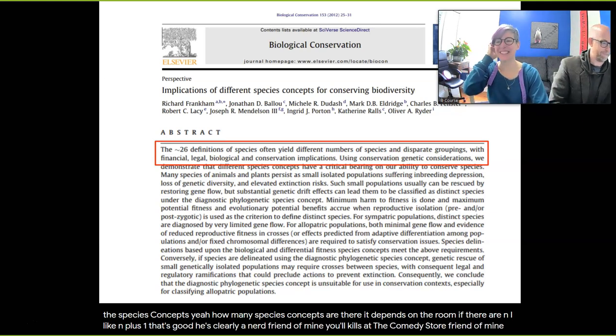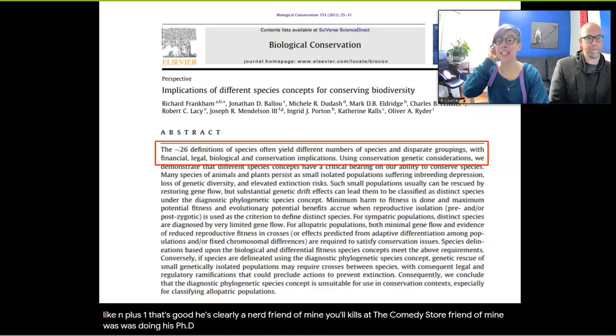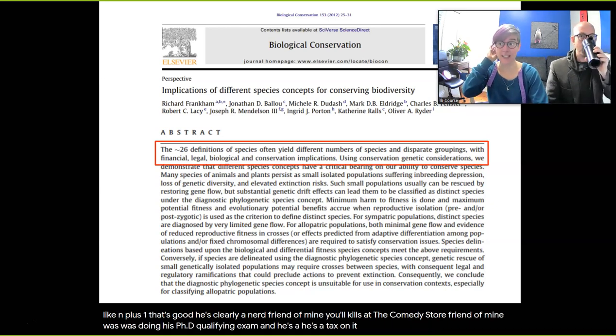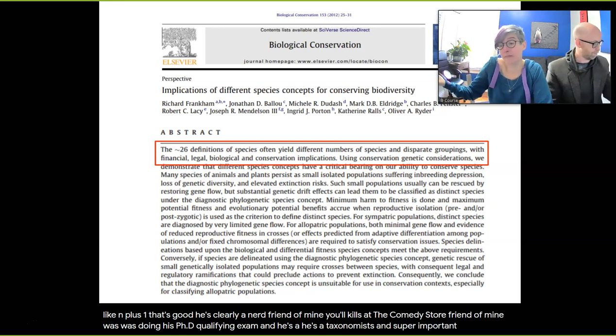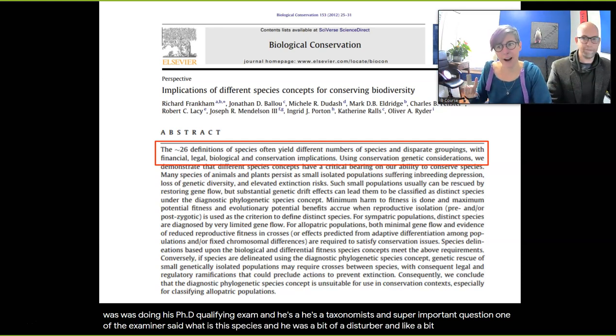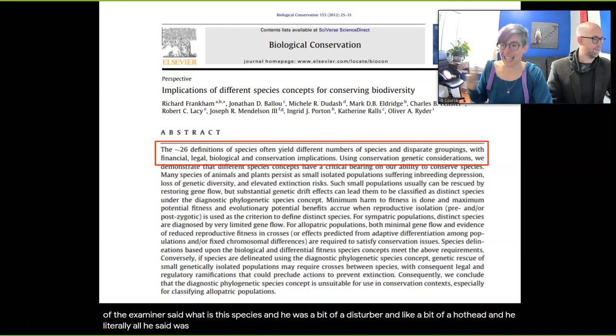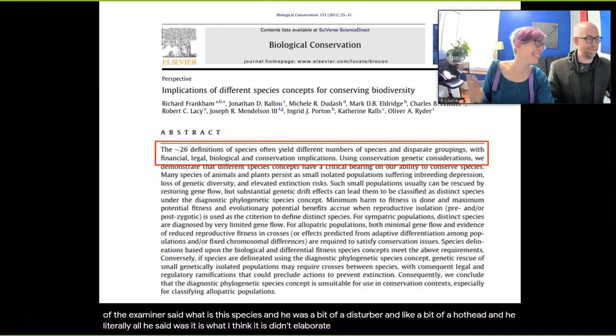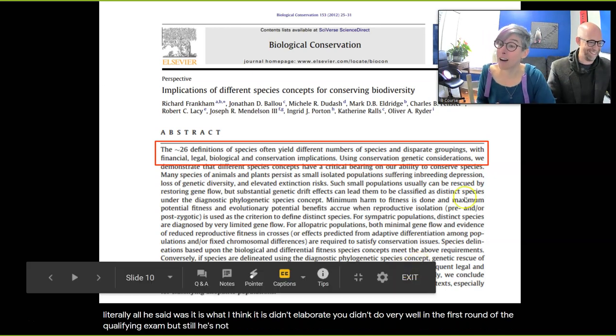A friend of mine was doing his PhD qualifying exam, and he's a taxonomist. One of the examiners asked a super important question: what is a species? He was a bit of a hothead, and all he said was, "It is what I think it is." He didn't elaborate. He didn't do very well in the first round of the qualifying exam. But still, he's not wrong.